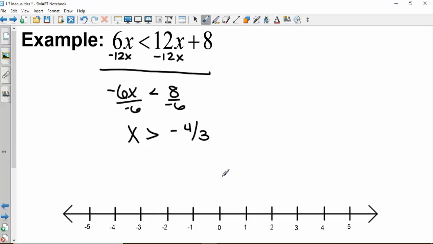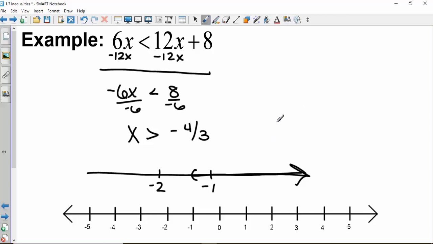Okay, so my number line, if you guys are drawing this and don't have one, just put at least negative 1 and negative 2 if it's between two numbers. Negative 4/3 is like negative 1 and 1/3. Parenthesis or bracket? Parenthesis. Which way is it going to be shaded? To the right. Going to the right, what would our notation be then? Parentheses, negative 4/3, comma, infinity.